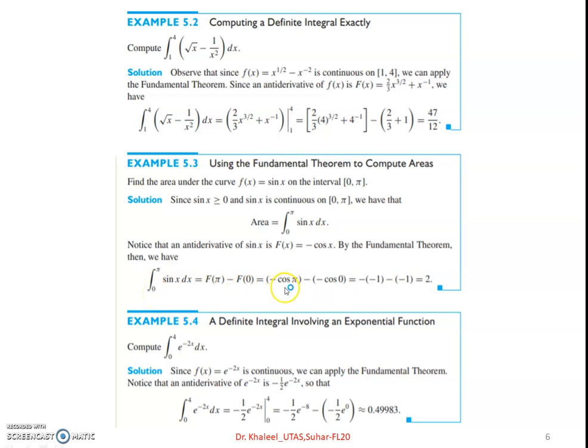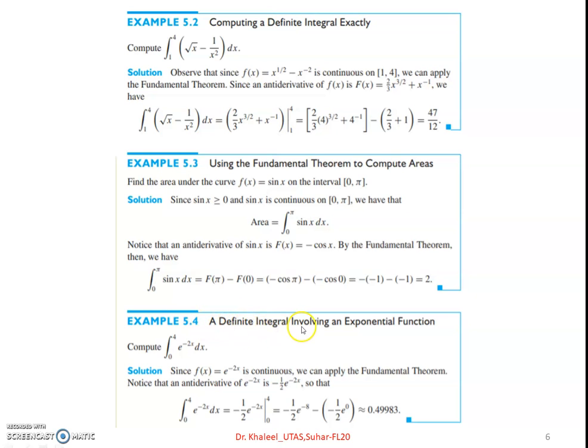So minus of cos pi is minus 1. We have a minus here again. Then minus of cos 0 is minus 1. Then minus into minus is plus, minus into minus is plus. So 1 plus 1 equals 2.